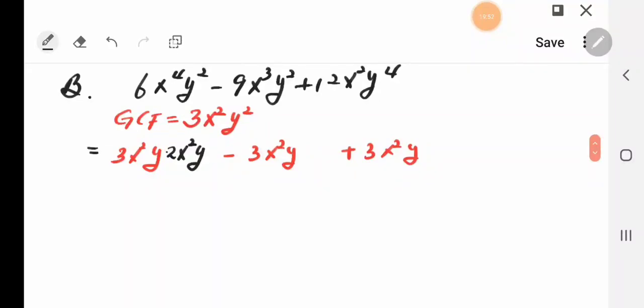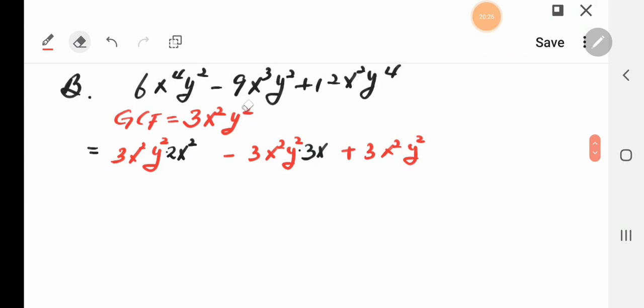Okay, for the second term, 3 times 3 is 9, and there are 3 x's, so 2 out, so we have 1 x left. There are 2 y's. Oh, wait a minute, y squared, right? Sorry, the greatest common factor is y squared. So actually, for the first term, already 2 y's went out, factored out. So there is no y left.